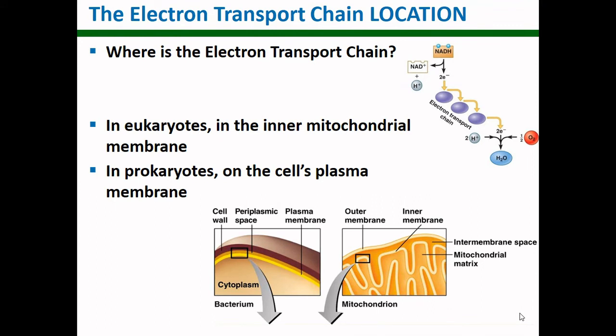So something important to note about the electron transport chain is its location. In eukaryotes, this happens inside the mitochondria on the inner mitochondrial membrane. But prokaryotes, remember, don't have mitochondria, so this actually happens on the cell's plasma membrane because it's really the only membrane the cell has.